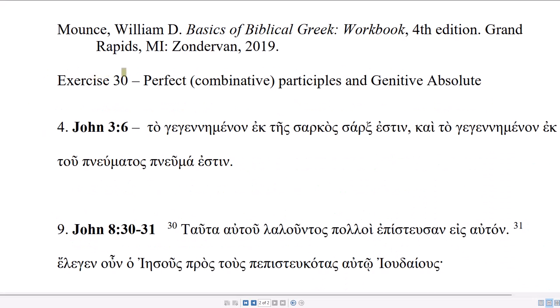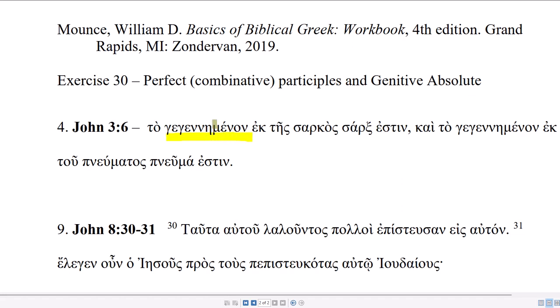Let's look at some examples from the workbook, Basics of Biblical Greek, and this is from chapter 30. Number 4 is from John 3:6. And so I'll go ahead and read that. To gegennēmenon ek tēs sarkos sarx estin. Kai to gegennēmenon ek tou pneumatos pneuma estin. Fairly famous verse from John 3:6, in the conversation with Nicodemus. We have 2 instances of the same perfect participle here.